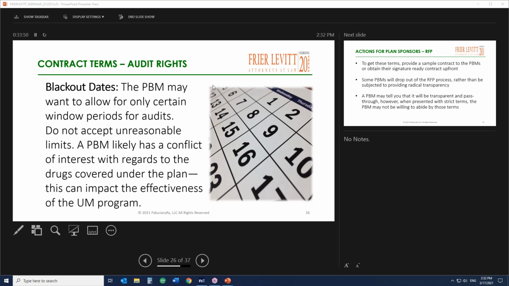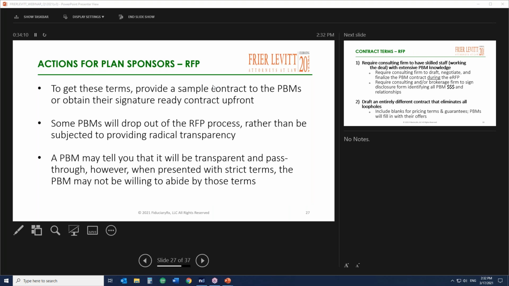Nowadays, PBMs have their own rebate aggregators. Optum has Coalition for Advanced Pharmacy Services. Caremark launched Zinc in the past year or so, and Express Scripts set up an offshore rebate aggregator called Ascent Health. So how can a plan sponsor have a radically transparent, fully passed-through contract? It starts with a solid RFP process. Plan sponsors must establish clear terms to vet out PBMs that are not willing to provide radical transparency.